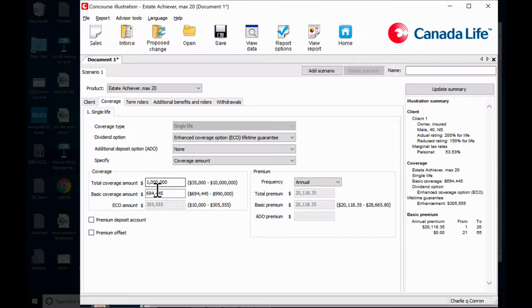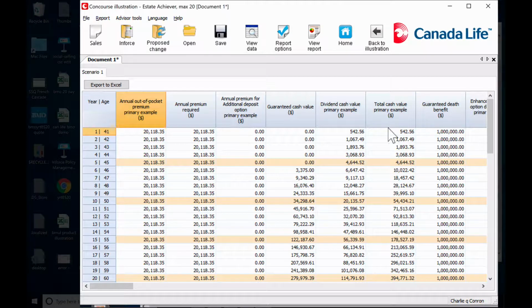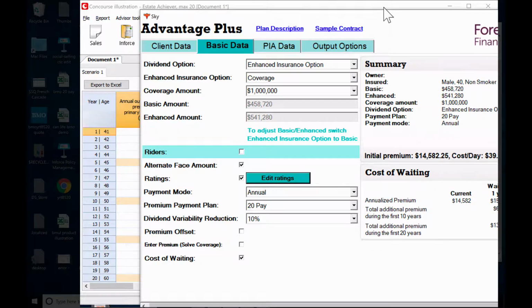My coverage, again, is set at $1 million. This case, again, I just sort of let it do its thing for a lifetime guarantee on the enhanced option, and it sort of splits out for me what the ECO amount is versus the base amount. And again, you'll see we've got a slightly different price here, for the overall cost. And if I just view this quickly, you can see it's $20,000. So quite a big price jump from the Forresters.